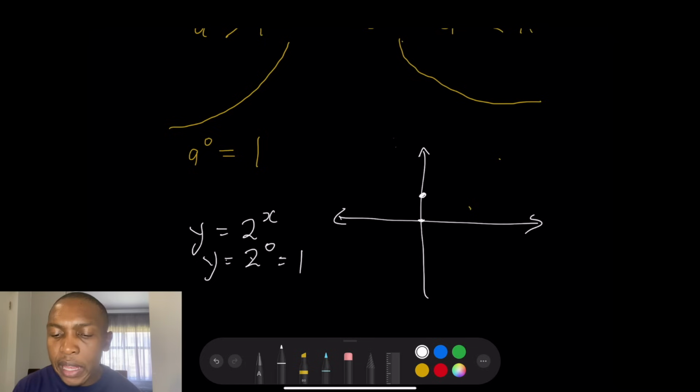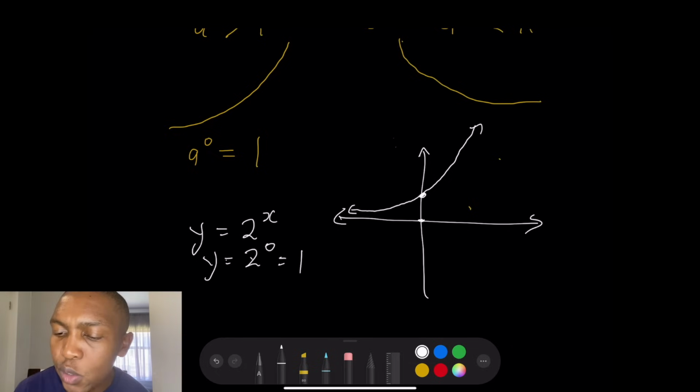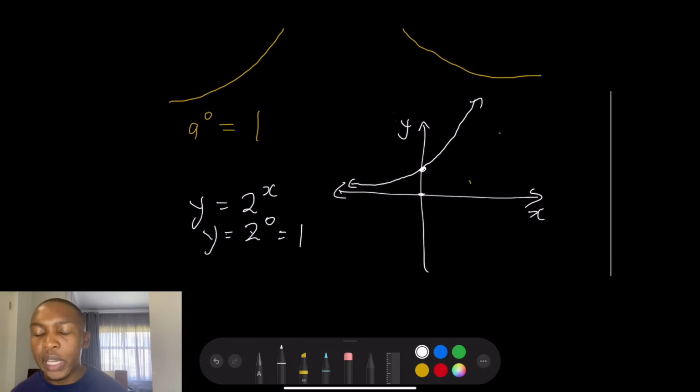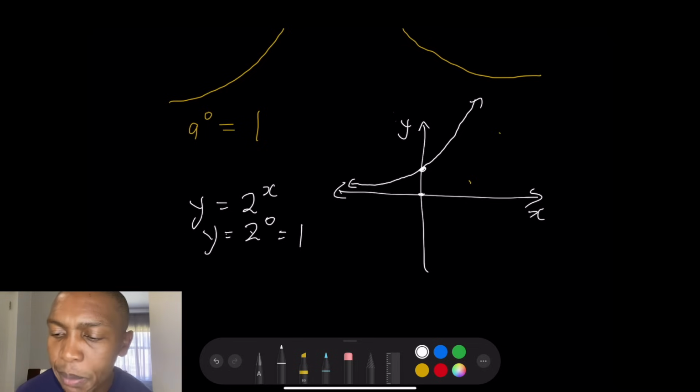You can see there that my base is 2. It's definitely greater than 1. So the shape of our graph would look more or less like that. Okay, that's what our exponential graph would look like. Now, just one other thing. I'm not going to go into much of the pedantic details. I just want to get to the examples as quickly as we possibly can.